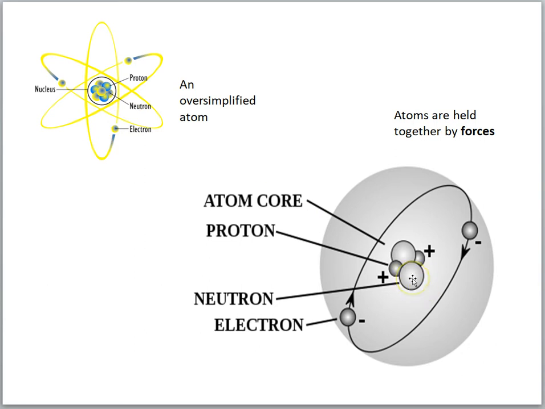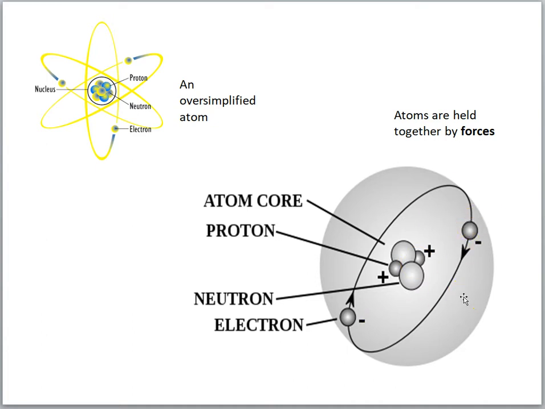Now, if we inquire further, the protons in the nucleus of the atom are positively charged. So they have a positive electrical charge. The neutrons are neutral. The electrons have a negative charge. That's significant because it means that the electrons will feel an electrostatic force of attraction with the nucleus. In fact, it's this force that is keeping the atom together.